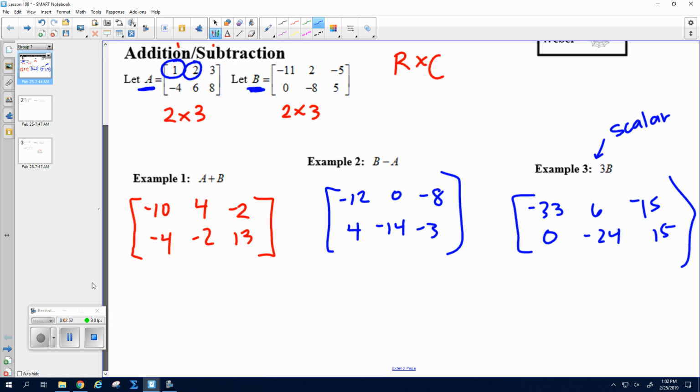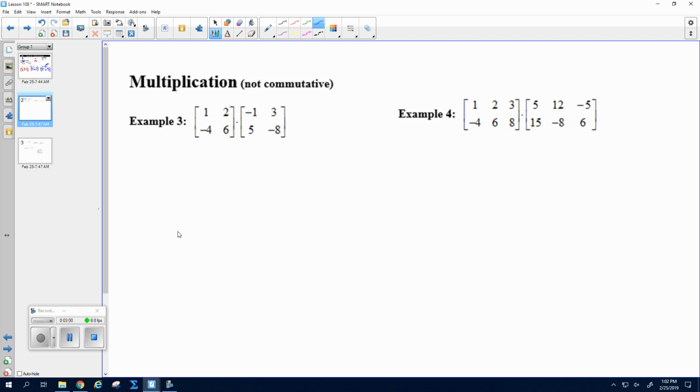So, anytime you're multiplying by a scalar, it doesn't matter what the size of the matrix is. Now, if you're adding or subtracting, they have to be the same size matrices. If you're multiplying, it is not commutative, meaning order matters that you multiply, okay? So be sure you read the order and multiply in the correct order.